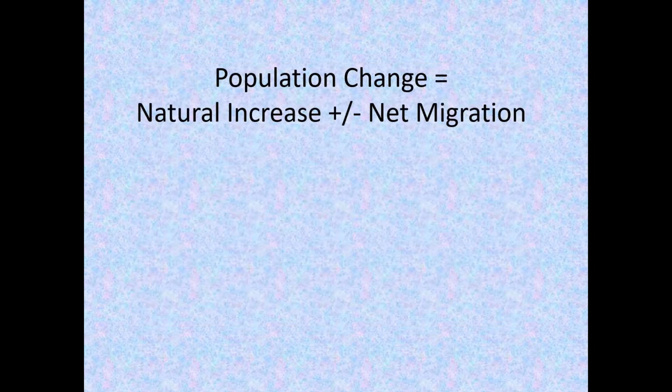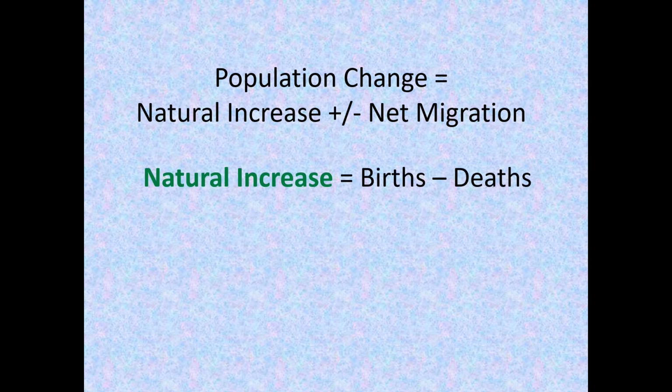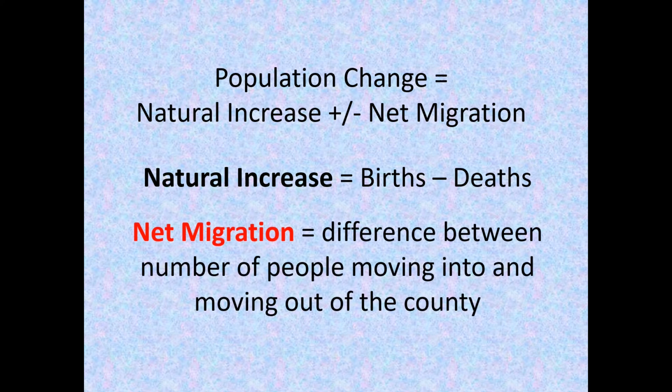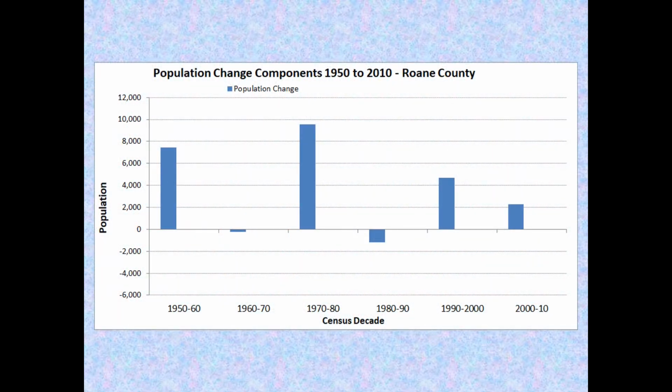The basic components of population growth or change were natural increase and net migration. Natural increase was based on the difference between subcomponents of births and deaths. Net migration was the difference between number of people moving into and moving out of the county. Note the variability in magnitude of population change we graphed earlier. This reflected underlying dynamics or changes in the components of growth.